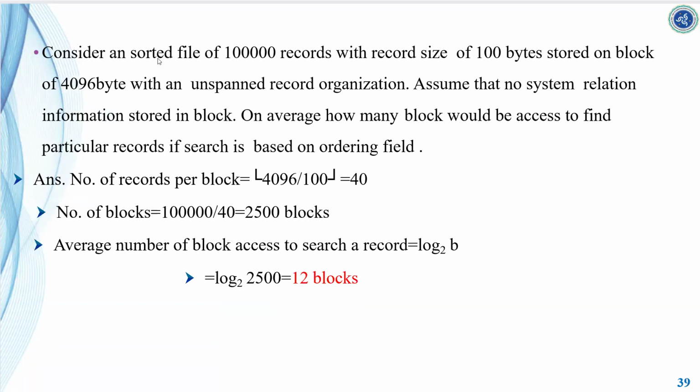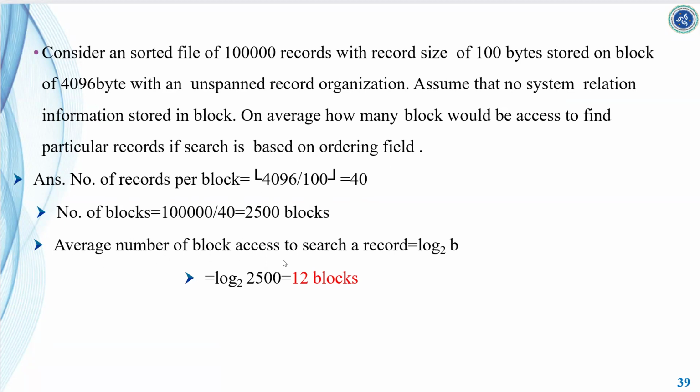Next, consider a sorted file of again 1 lakh records with a size of 100 bytes, stored in blocks of 4096 bytes with an unspanned record organization, and assume that there is no system relation information stored in the block. On average, how many blocks would be accessed to find a particular record if the search is based on an ordering field? Here the number of records per block is 40, and the number of blocks is again 2500.